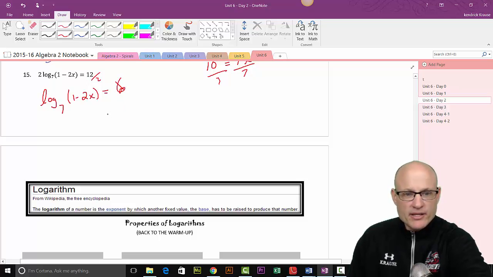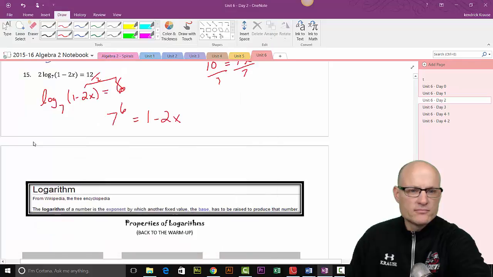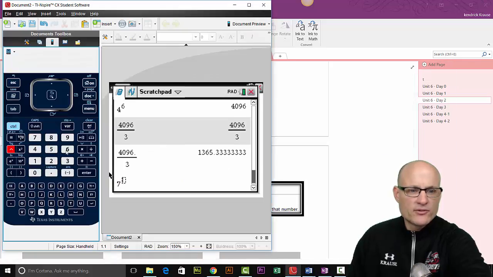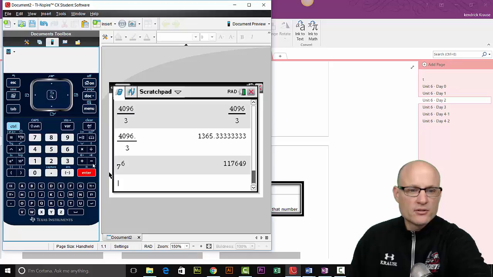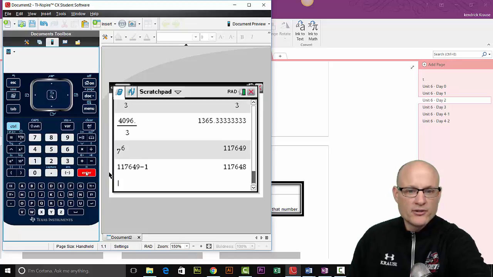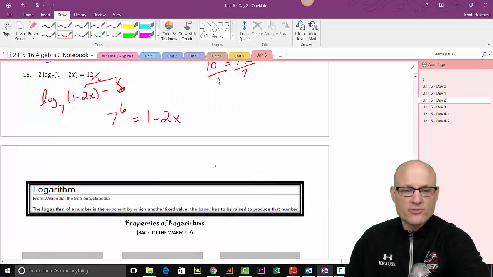Now we're going to change the form, 7 to the 6th power is equal to 1 minus 2x. So this is 7 to the 6th. 7 raised to the 6th power, enter, minus 1, enter, divided by negative 2. So we get negative 58,824, so x equals negative 58,824.